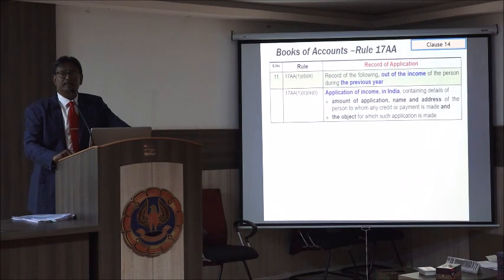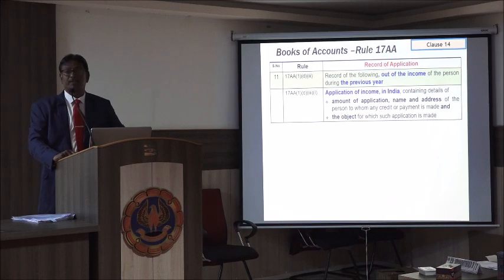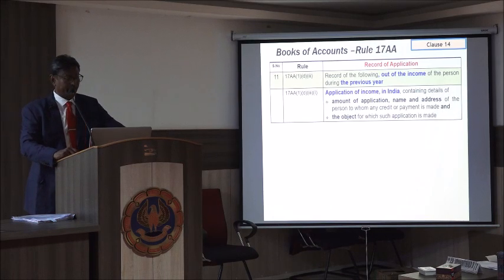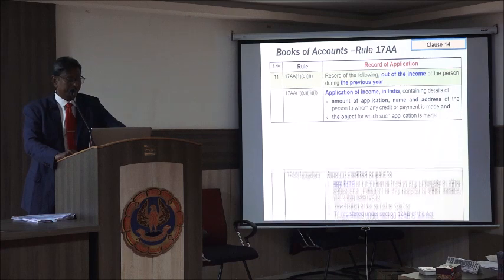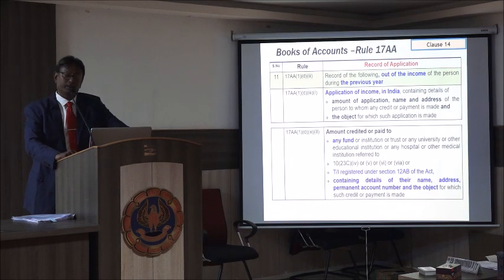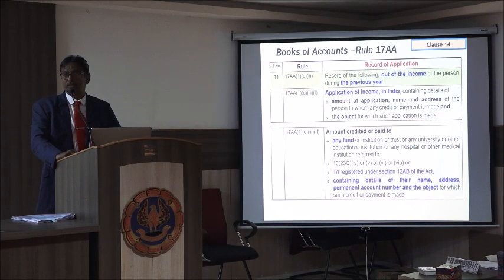Record of the following where you are spending the money, record of application. So the books of accounts for the application of money you have to maintain. Application of income: the name and address of the person to whom any credit or payment is made, and the object for which the amount is spent. That record you have to maintain. Amount credited or paid to any fund containing the details again. If you are transferring any money to another organization, what is the name and address, what is the objective of them, all those details you have to maintain.